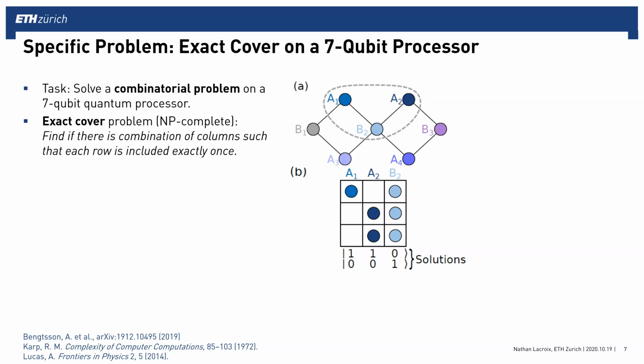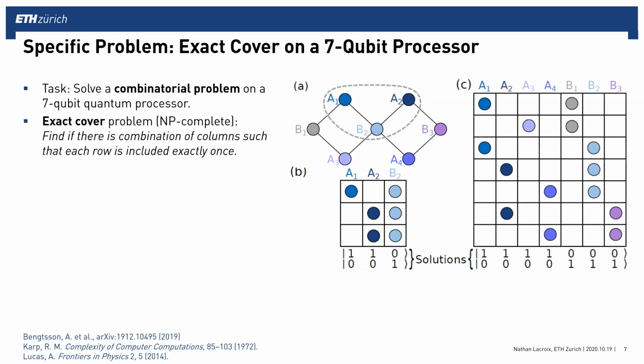Each of those columns is then mapped to one of the qubits of the quantum processor, and we indicate whether a column or qubit is part of the solution with a binary encoding. So 1 means that the column is included, and 0 means that the column is not part of the solution. So the 2 solution states in this case would be the 110 state and the 001 state.